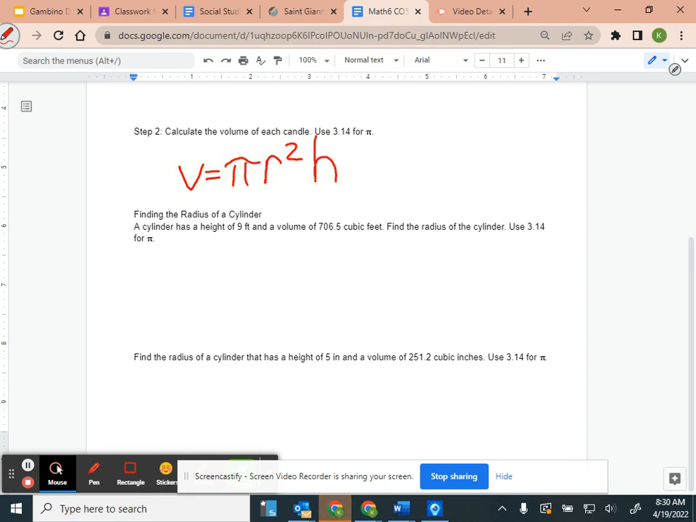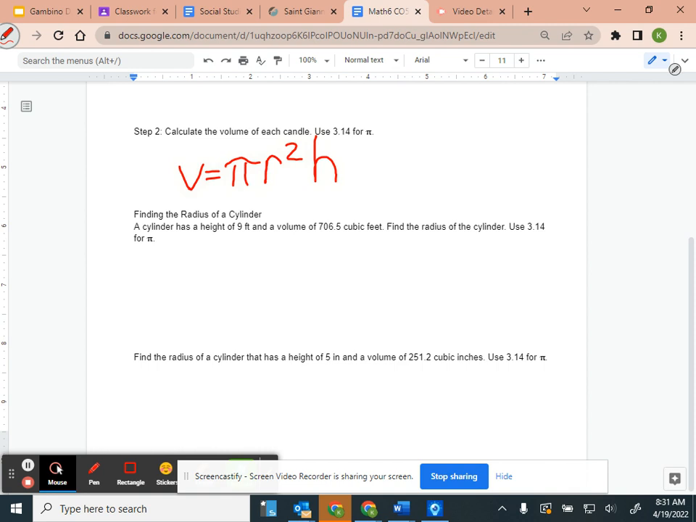our variable. So a cylinder has a height of 9 feet and a volume of 706.5 cubic feet. Find the radius of the cylinder, use 3.14 for pi. So what is my equation going to look like? Landon, start at the beginning.